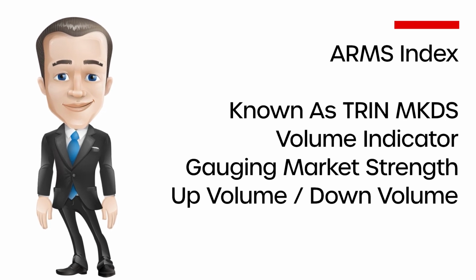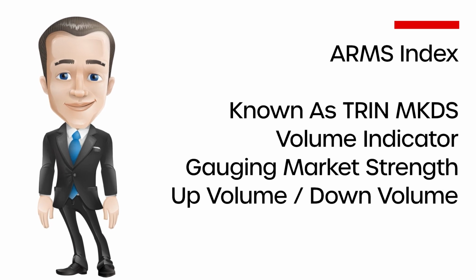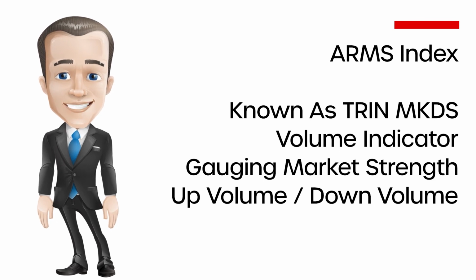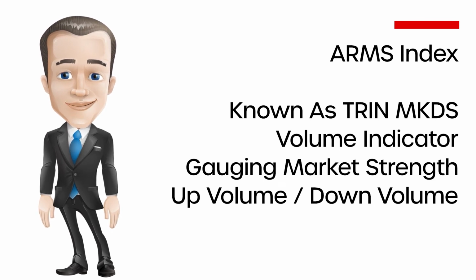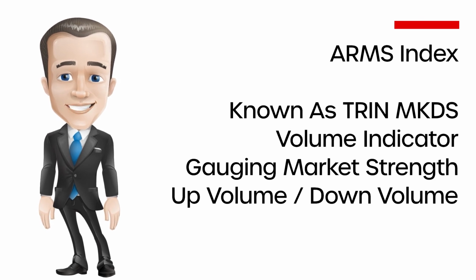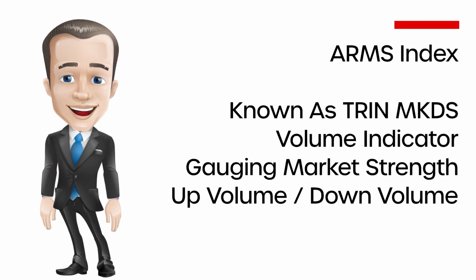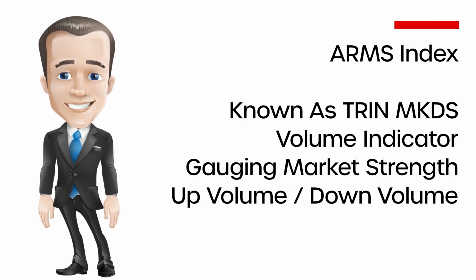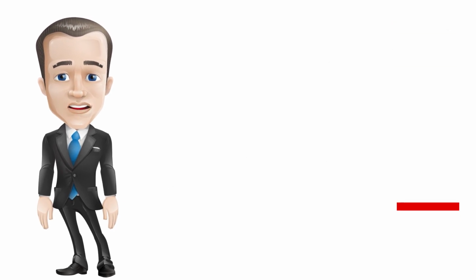market strength. A large amount of down volume occurs when the market is at or close to the bottom, and a large amount of up volume occurs when the market is close to the top. This indicator is calculated as advances divided by declines, divided by up volume divided by down volume, and it has an inverse relationship with market prices.